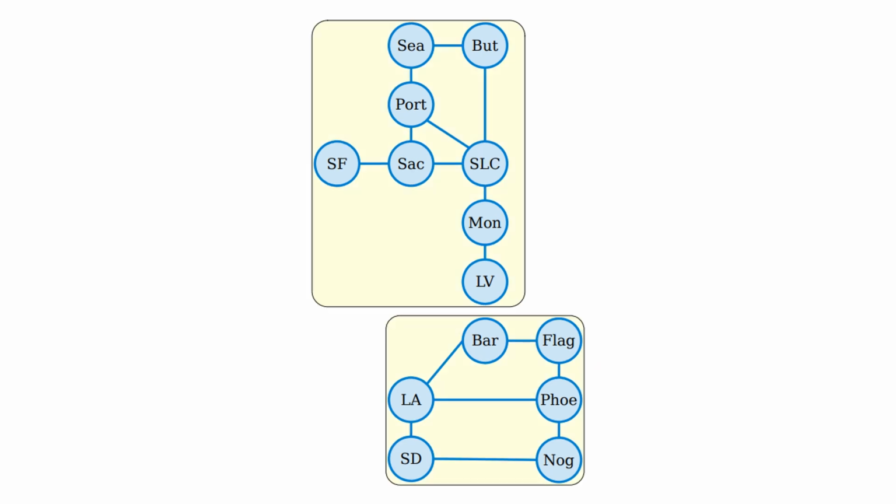So effectively, we have two connected components within our graph, as you can see in these two rectangles. If you start from San Francisco or Sacramento, so if you start from any node within this upper rectangle, you can reach any other node. And if you start from any city within the lower rectangle, you can reach any other city within that rectangle. Okay, so these are two connected components.